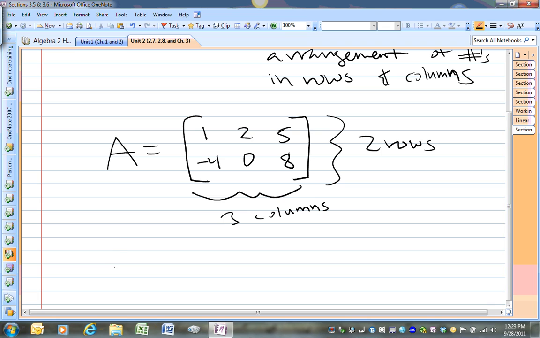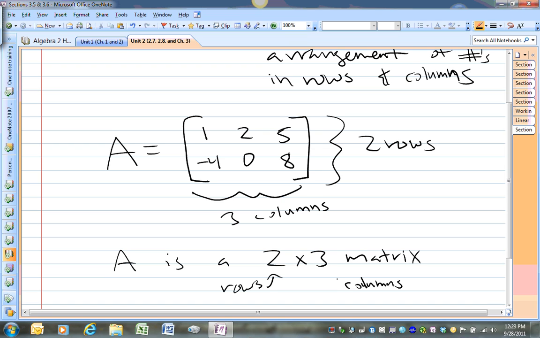We also say that matrix A is a 2 by 3 matrix. You always state the rows first, and you state the columns second. So that's how a matrix works.